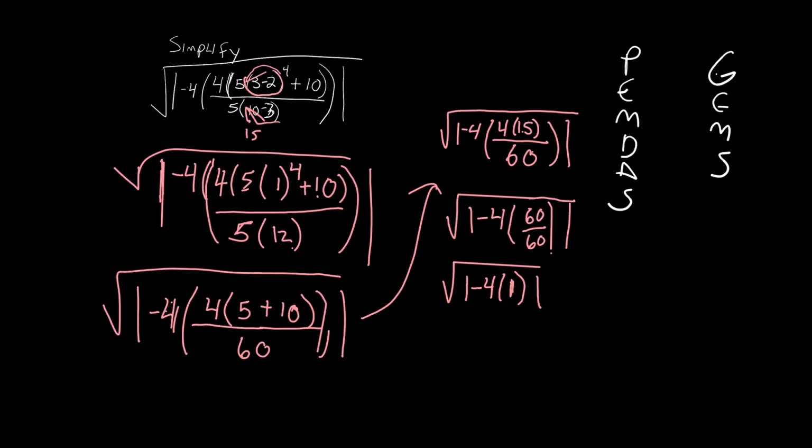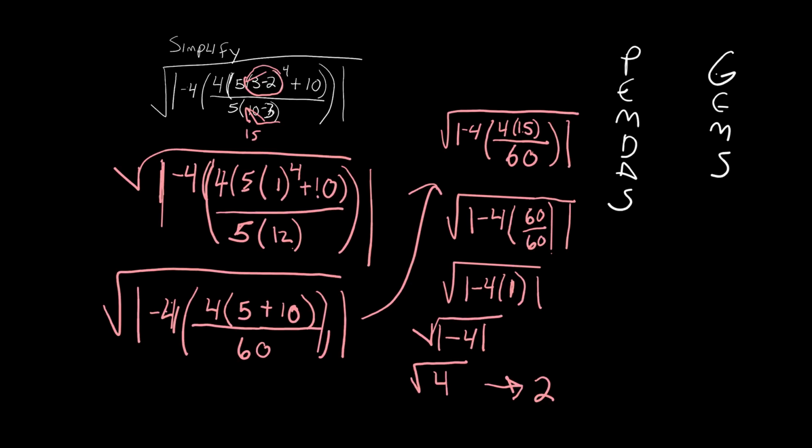I have absolute value that behaves as a grouping symbol as well, so I'm going to take care of that multiplication inside the absolute value sign, which is going to be the square root of the absolute value of negative 4. The absolute value of negative 4 is looking at how far negative 4 is away from 0. The distance negative 4 is from 0 is 4. So we're looking at the square root of 4, which is just 2.